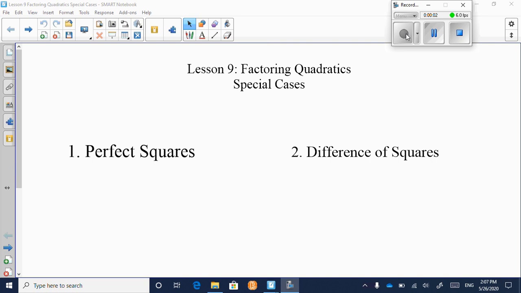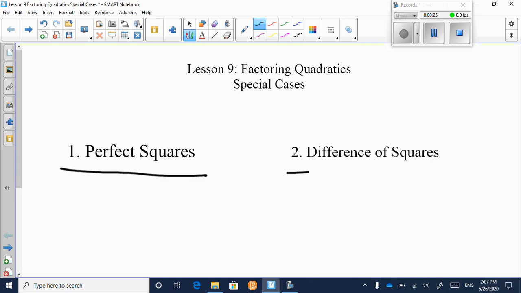Hi, everyone. So this is lesson 9, factoring quadratics with special cases. And what we're going to be looking at in this lesson is two special cases that, if you recognize they're there, make your life a lot easier. And those two special cases are what we call perfect squares or difference of squares. And I'll explain what those are.